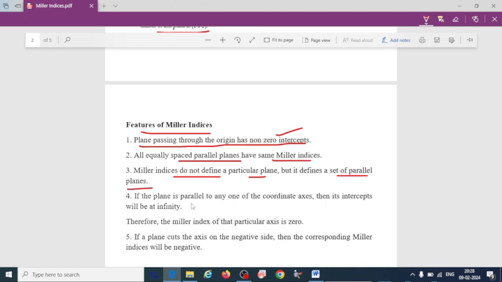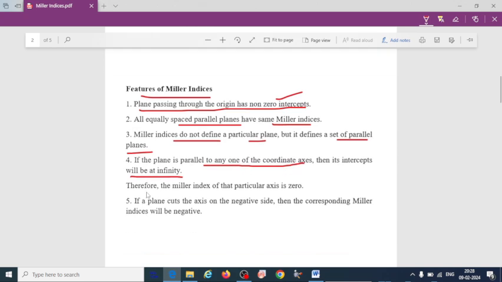And if the plane is parallel to any one of the coordinate axes, then its intercept will be at infinity. Okay, so you should remember this point. If the plane is parallel to any one of the coordinate axes, let us say x, y or z, then its intercept will be at infinity. Therefore, the Miller index for that particular axis is 0.